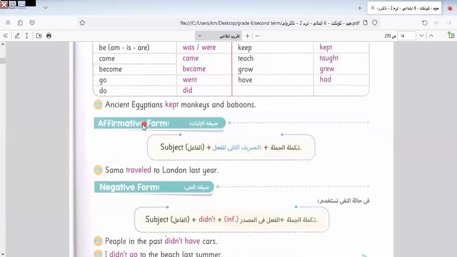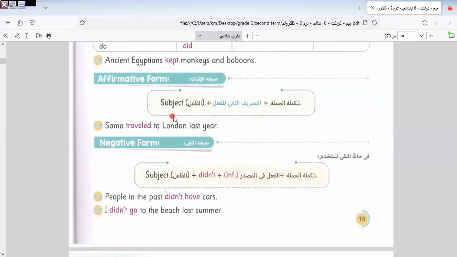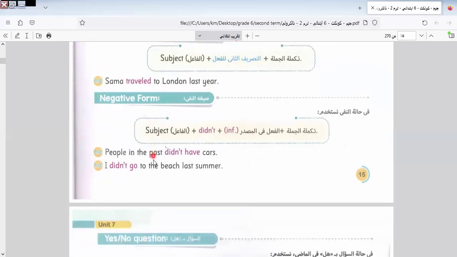Here we have the affirmative form like this. We have here: Ancient Egyptians kept monkeys and pigeons. Here we have the subject, then the second form of the verb, then the rest of the sentence. Sama traveled to London last year. Here we have the negative. In the negative form, what can I do? I put didn't, and I put the verb in the base form. Some of you may say, Miss Iman, I put the verb this way: didn't had. It will be what? As we told you before, have.